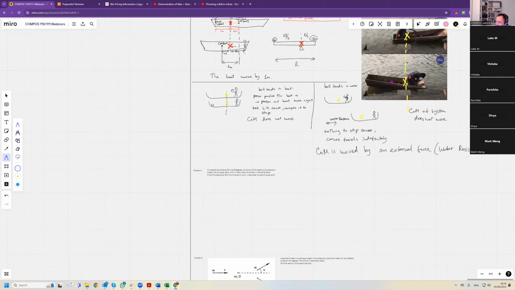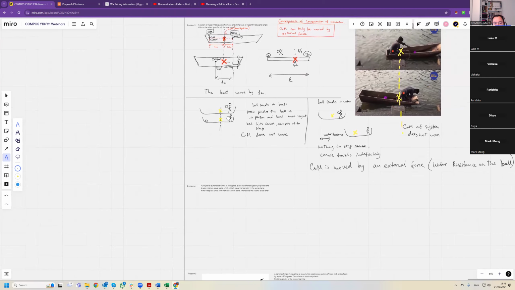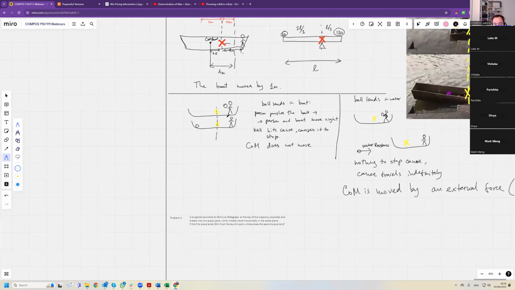Just to clarify, when you throw the ball, regardless where the ball is in the air, would the center of mass shift away from the person? Yes. The center of mass would move away from the person till the ball lands back in the boat and the center of mass of the boat shifts back. No, it would not shift back.